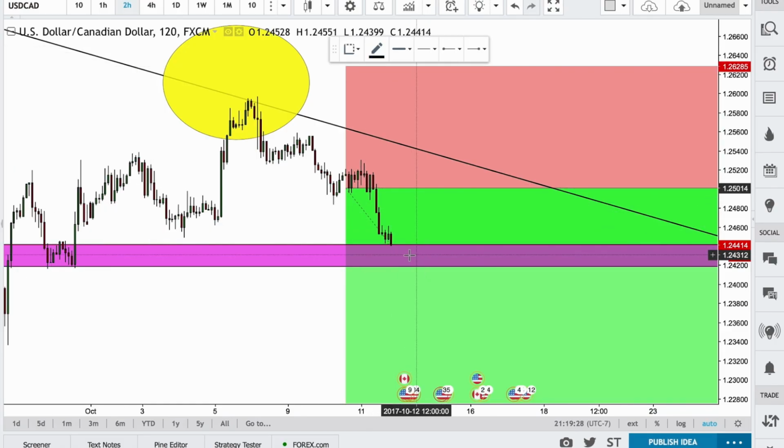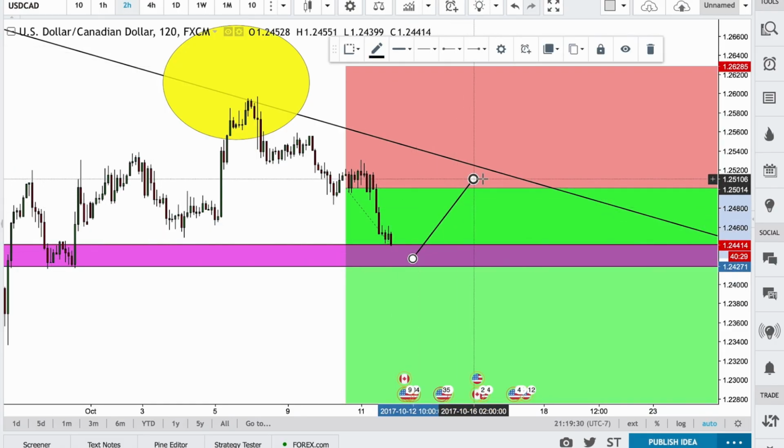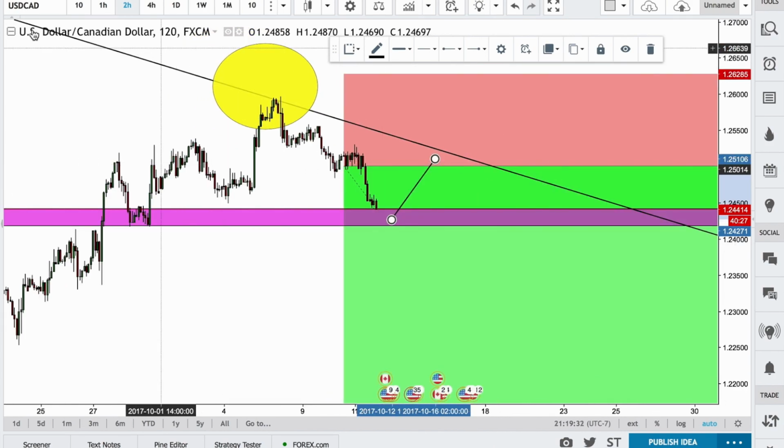Something like this, and maybe even retest that trend line before going lower. All right.